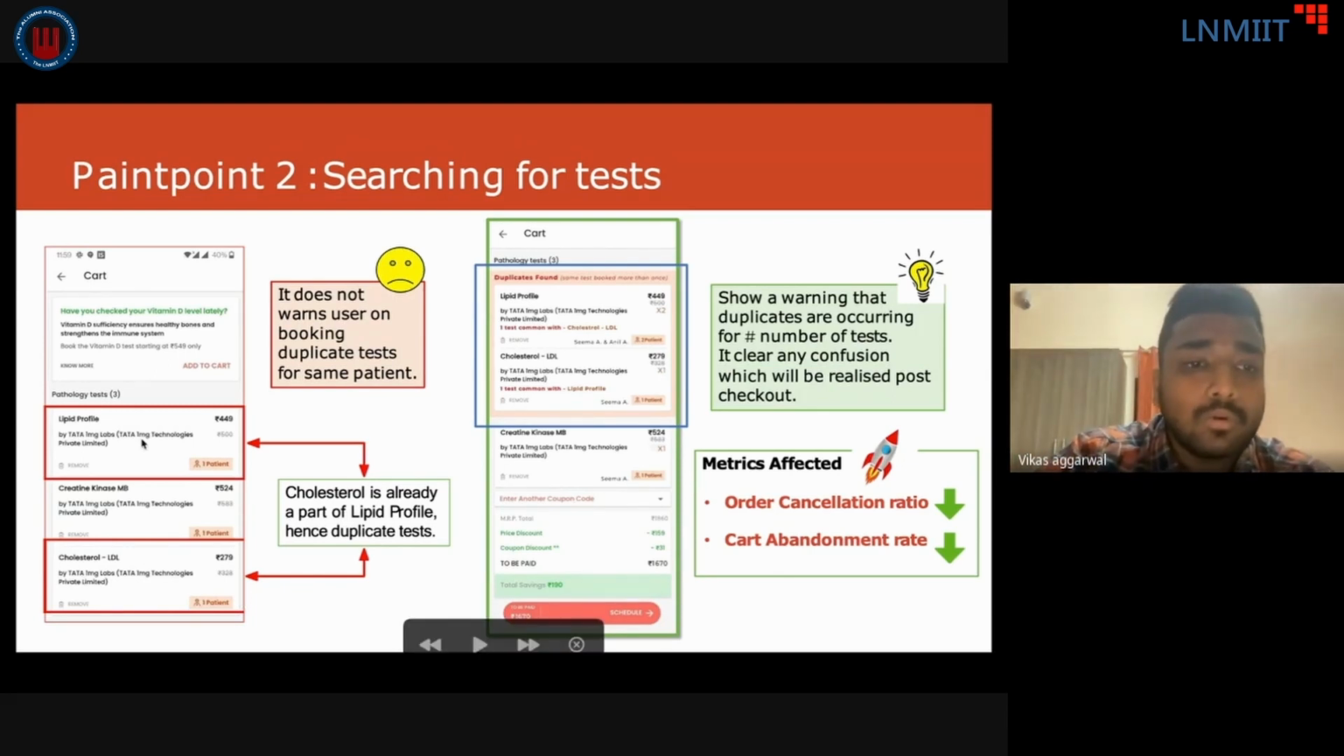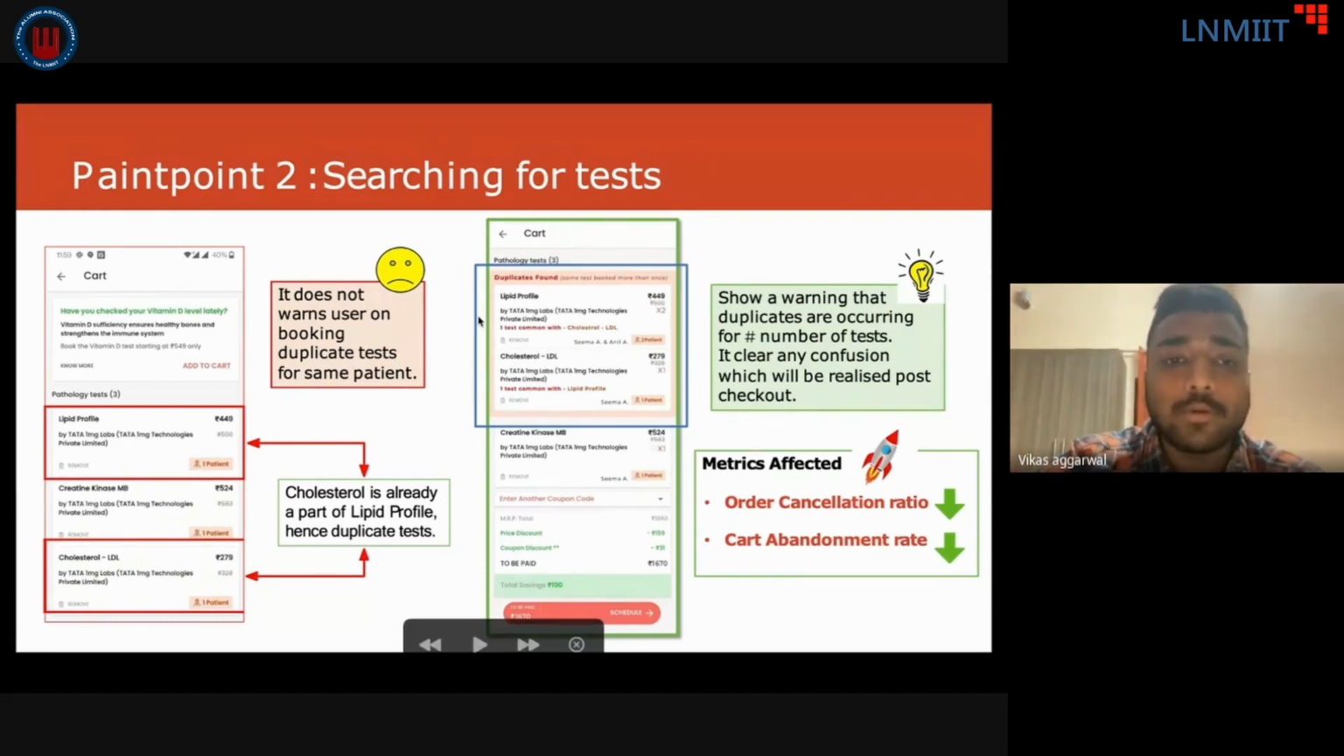ठीक है, तो हो क्या रहा है, कस्टमर ने 2 टेस्ट बुक कर लिए इस केस में, एक लिपिड प्रोफाइल टेस्ट भी बुक कर लिया, उसको लगा कि लिपिड प्रोफाइल टेस्ट अलग होता है और कोलेस्ट्रॉल एलडीएल अलग होता है, but the result is same. दोनों का जो रिजल्ट आता है वो सेम आता है. तो होना क्या चाहिए, अगर मैं लिपिड प्रोफाइल टेस्ट और कोलेस्ट्रॉल एलडीएल को ऐड कर रहा हूं कार्ट में, तो I should get a warning that shows duplicates are occurring for a number of tests. It clears any confusion which will be realized post checkout. ये तुम्हें समझ आ रहा है, मतलब are you getting this? Any one of you will just say yes.